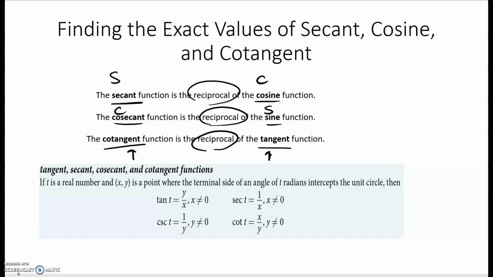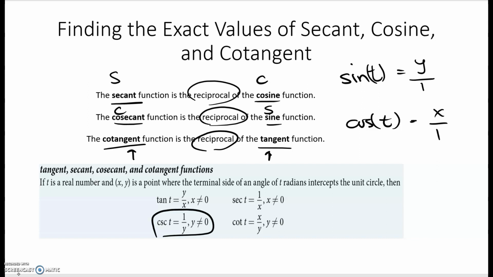So we know that sine of t is y over r, and cosine of t is x over r. Now, this was not in the unit circle. If it was in the unit circle, r is always 1. If I take the reciprocal of y over 1, that would be 1 over y, which is what we see right here. Sine and cosecant are reciprocals of each other.